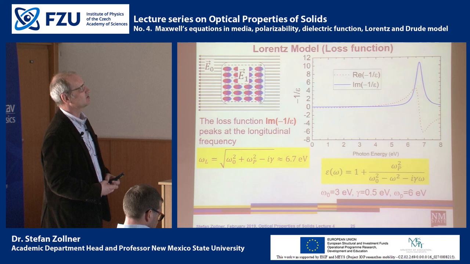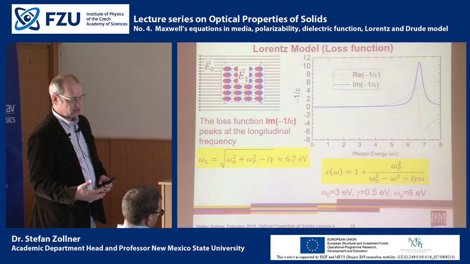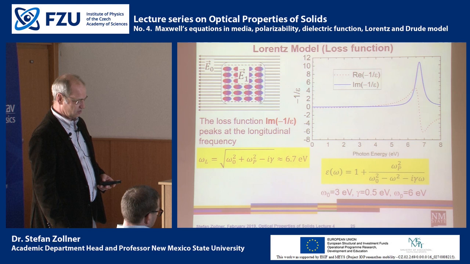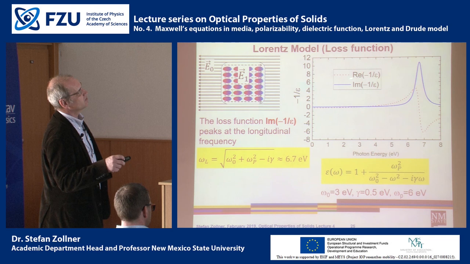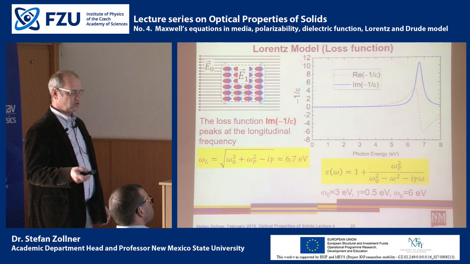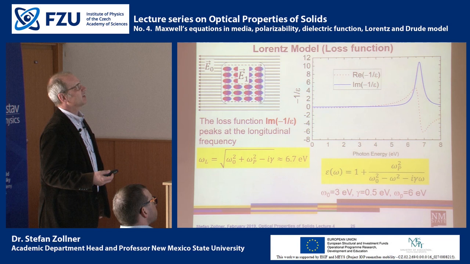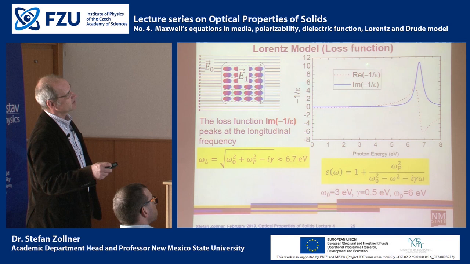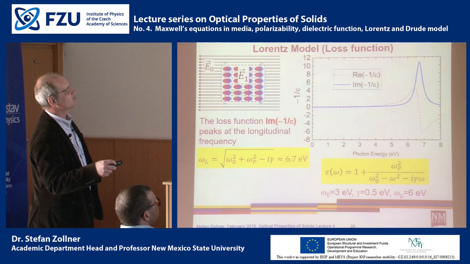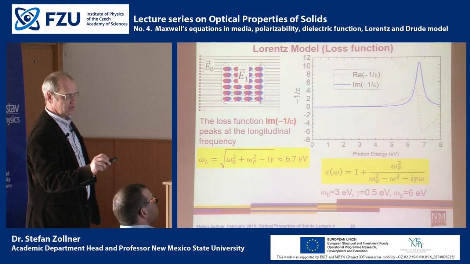And so using EELS, using electron energy loss spectroscopy, you can also find information about the band structure, but now instead of measuring epsilon, you measure the imaginary part of minus 1 over epsilon. So we can compare the optical experiments with electronic measurements of the loss if we take into account that we need to look at the imaginary part of minus 1 over epsilon. So here we're getting a peak at the longitudinal frequency. So that's the loss function.